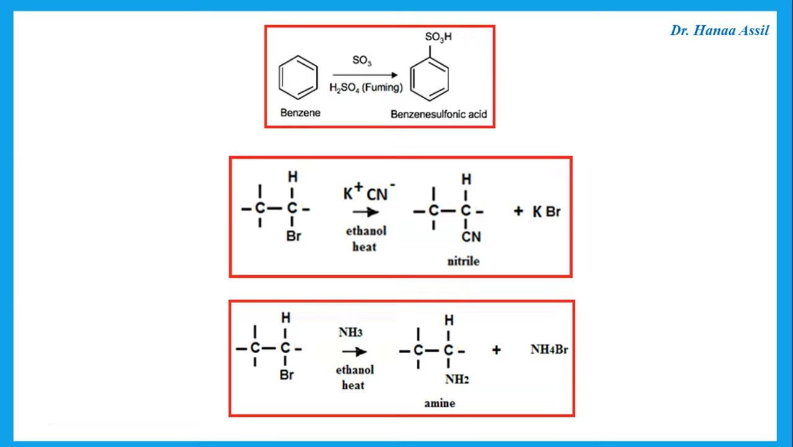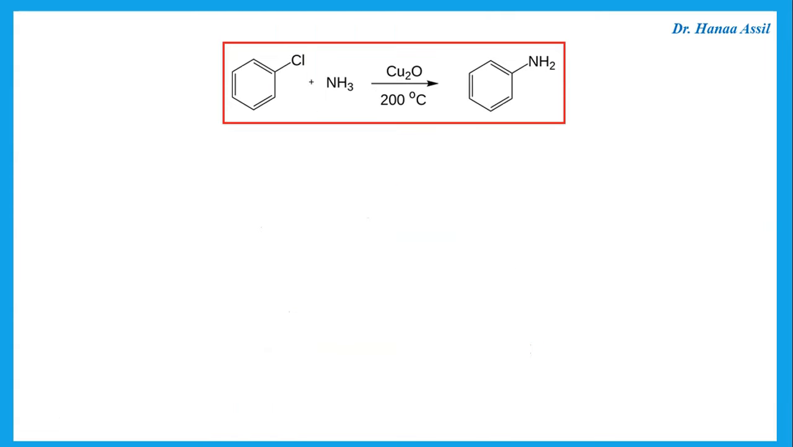If we react this with ammonia, again this is nucleophilic substitution, and the NH2 replaces the Br. So this is how we make amines. Remember, this is ammonia in ethanol and heat. This is how to prepare amines from halogenoalkanes.